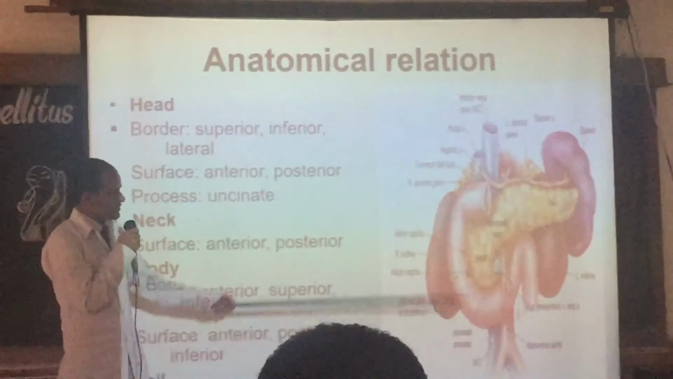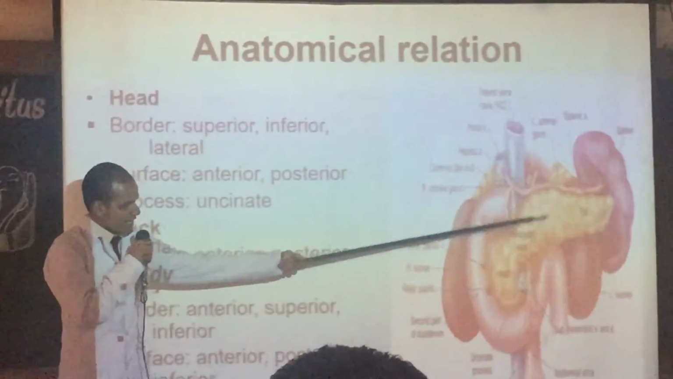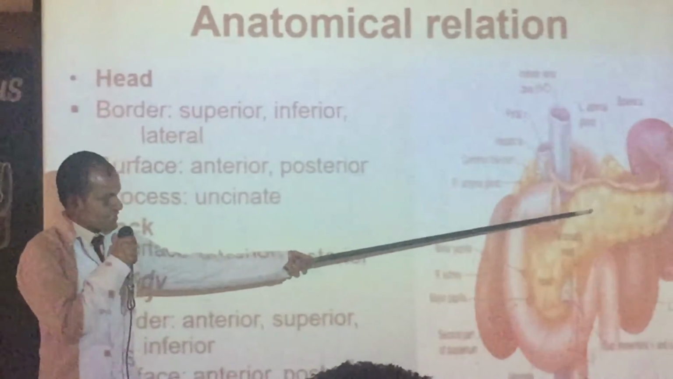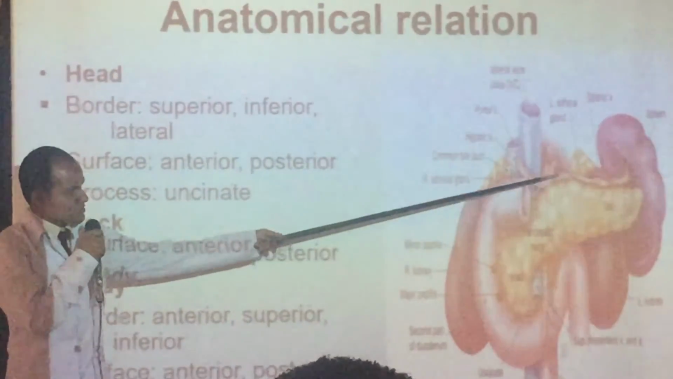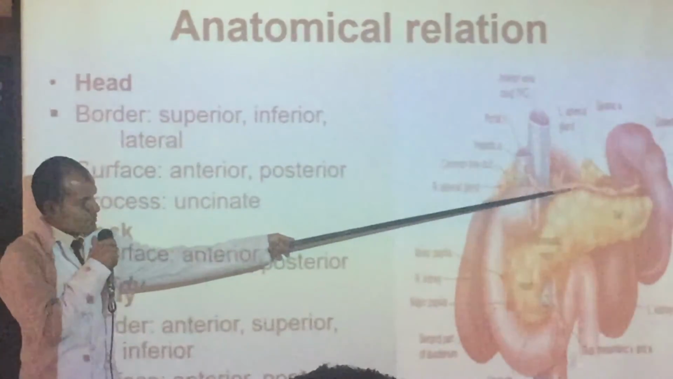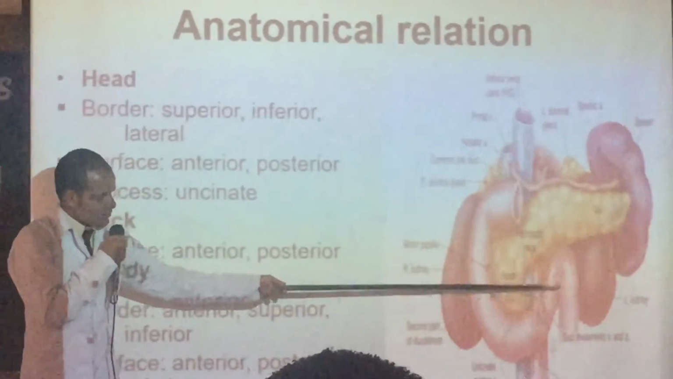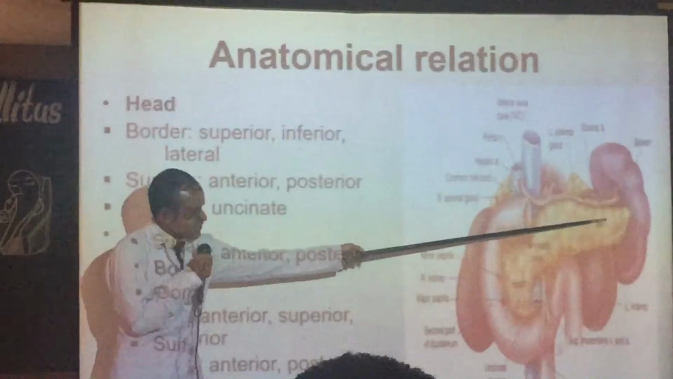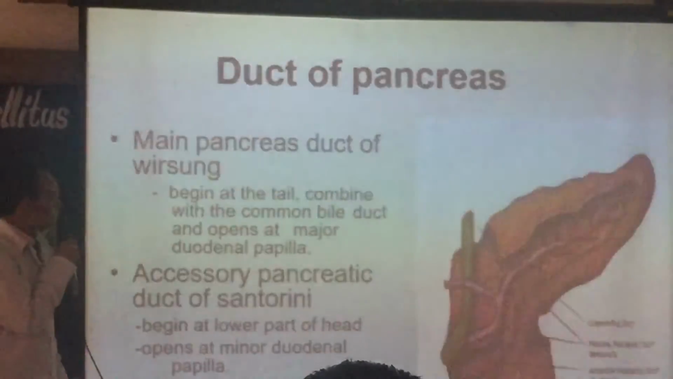It has three borders: anterior border, superior border and inferior border. And it has three surfaces, an anterior surface which is related to the stomach, a posterior surface which is related to the abdominal aorta, and an inferior surface which is related to the duodenal plexus. Tail of the pancreas is related to the lienorenal ligament.